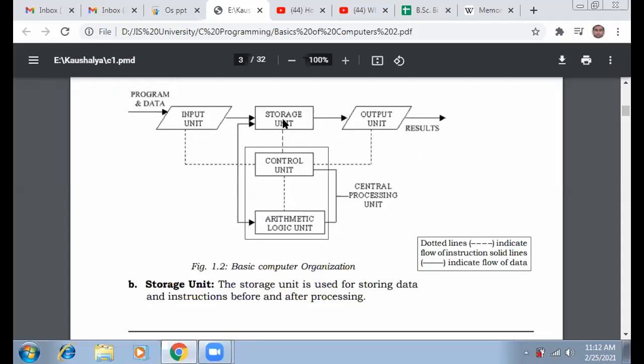I think it is clear to you how the entire operation works. The job of the input unit is to give data and instruction. The job of the storage unit is to store the data provided from the input unit and send the data to the arithmetic logic unit, while the control unit gives the permission to send.